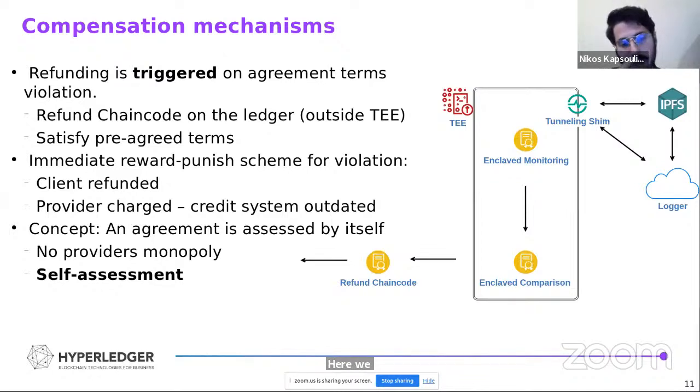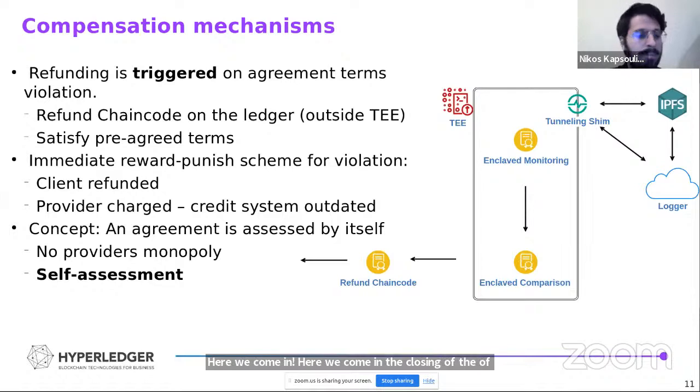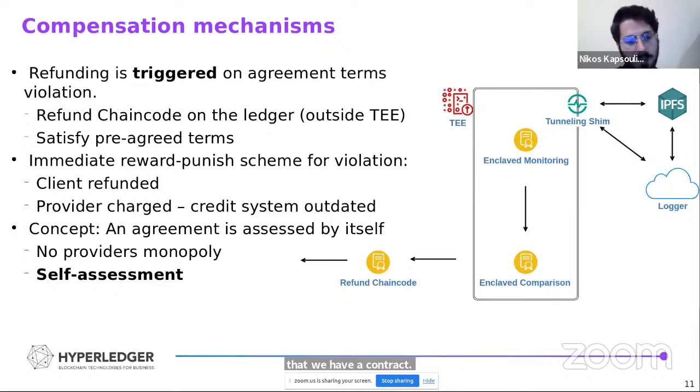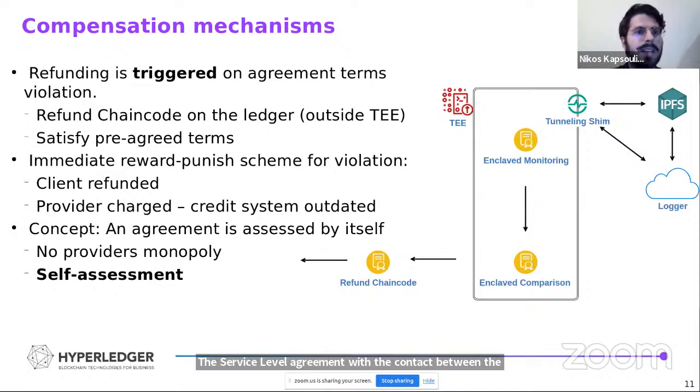Here we come in the closing of the life cycle, if you will, and we name this as self-assessment, in the sense that we have a contract, the service level agreement, which is a contract between the two involved parties, and we want to perform assessment, evaluation of the SLA.